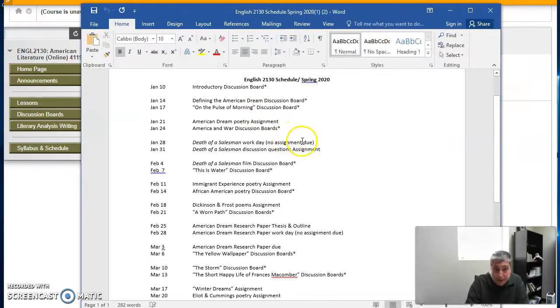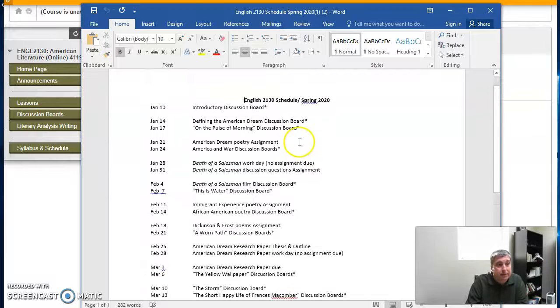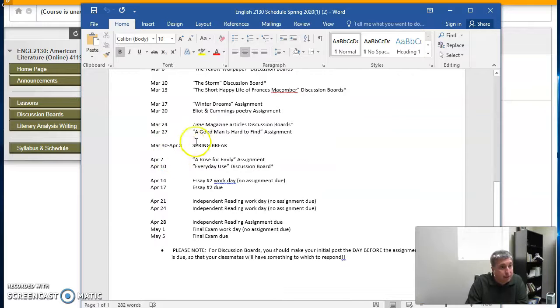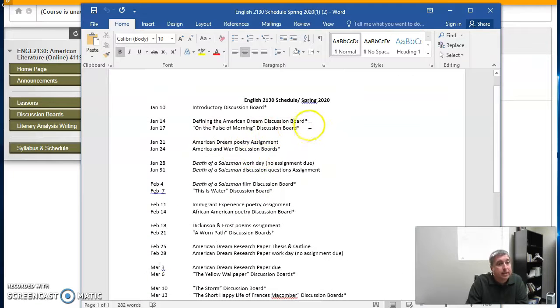If I were you, I would print this out. And this is the most important thing as far as what's due when. You'll notice here are the days for Tuesdays and Fridays, 2 days a week, of course taking spring break off, and this is what's due on those days. It is either a discussion board or an assignment, and I'll get into that in a second.